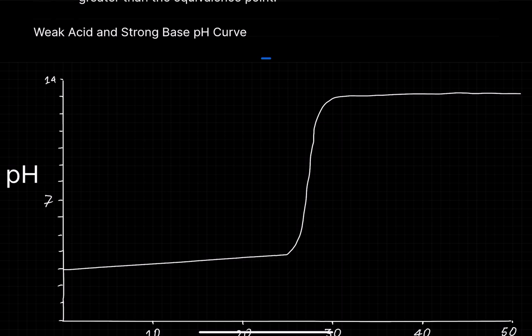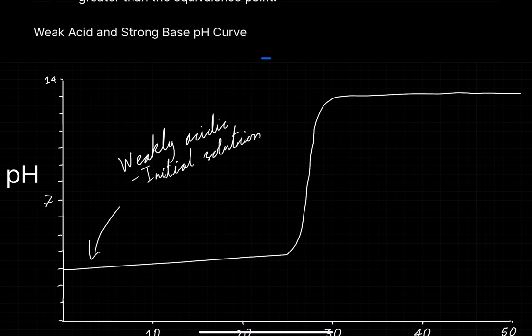So if they ever ask you to describe this graph, the key things you want to say are: it starts off as a weakly acidic initial solution. Sorry, my handwriting may not be the best. The initial solution has a pH of approximately 3. Here we have our equivalence point.